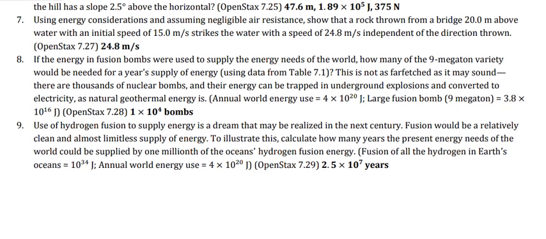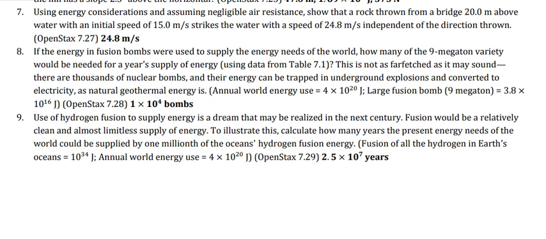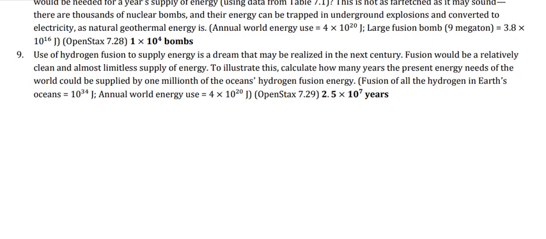Seven, one of the easier ones. We are supposed to use energy considerations, assuming air resistance is negligible, to show that a rock thrown from a 20-meter bridge above the water at 15 meters per second is going to hit the water with a speed of 24.8 meters per second, and it doesn't matter which direction you throw it. That's right. You heard it correctly.